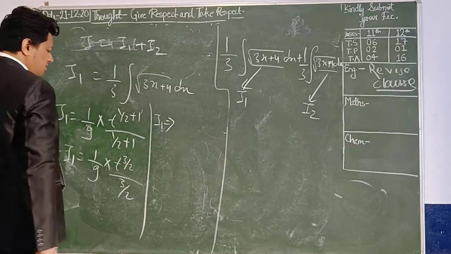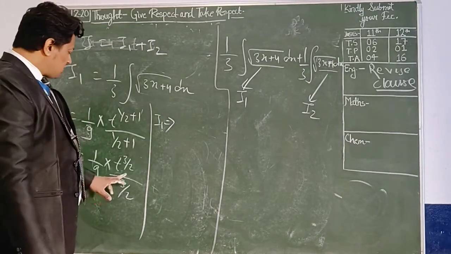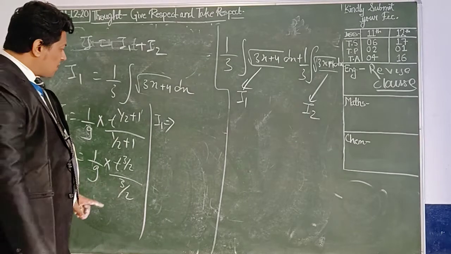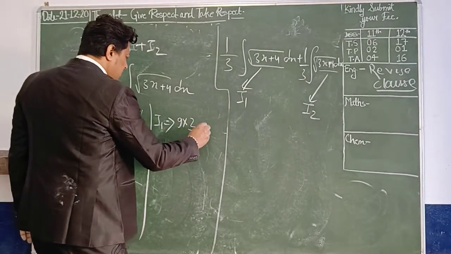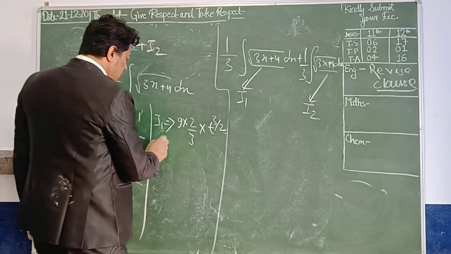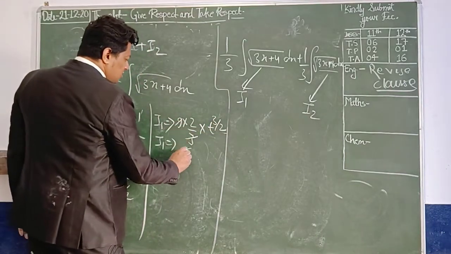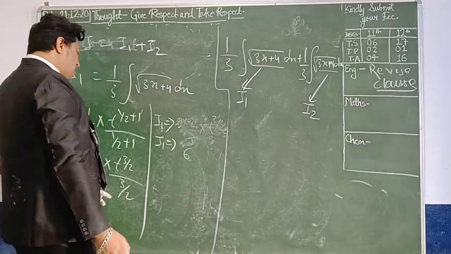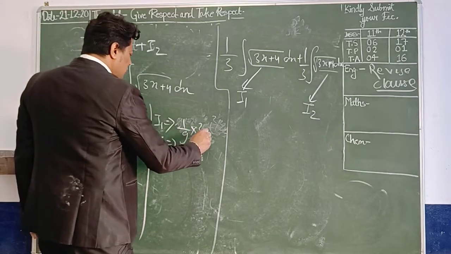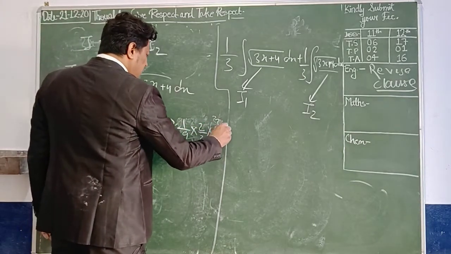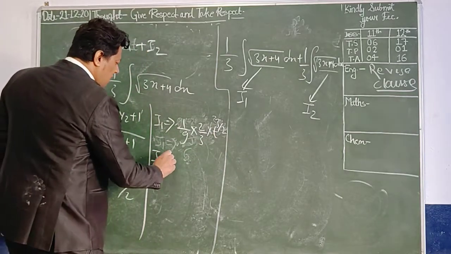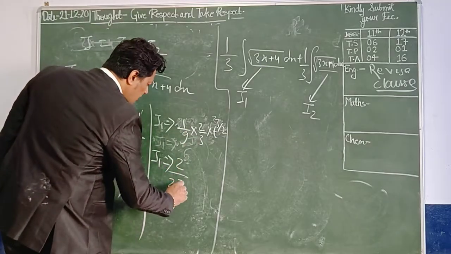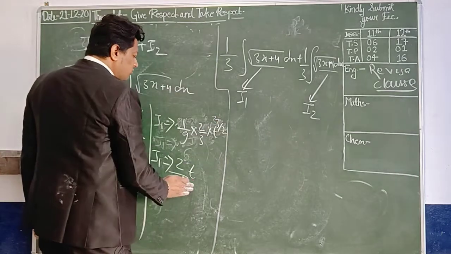I1 equal to what? t power 3 by 2, 3 by 2. What will happen? 2 by 3, 2 by 3. So 9 into 2 by 3 multiplied with t power 3 by 2. I1 equal to, sir, 1 by 9. Right, 1 by 9. 1 by 9 multiplied with 2 by 3, multiplied with t power 3 by 2. What will be the I1? I1 equal to 2 upon 27 t power 3 by 2. What is the value of t?